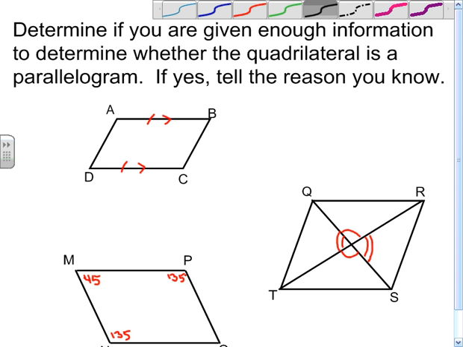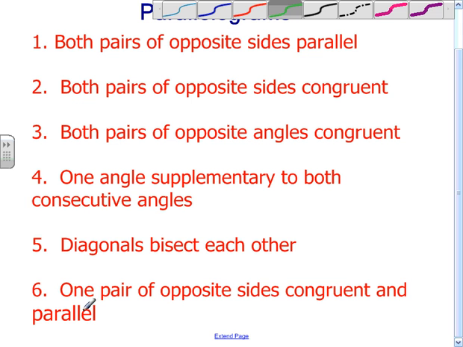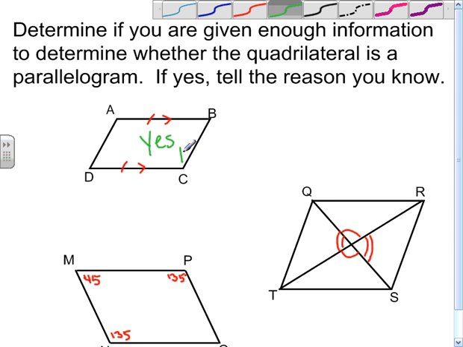I'm going to show you some pictures here, and let's see if you can figure out which ones are parallelograms and which ones aren't. Okay, let's see how you did. In the first case, you have a pair of opposite sides that's congruent and parallel. So I'm going to say yes to this because it's the very last one listed here. A pair of opposite sides is congruent and parallel. So it's reason number 6.